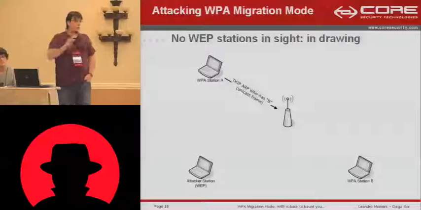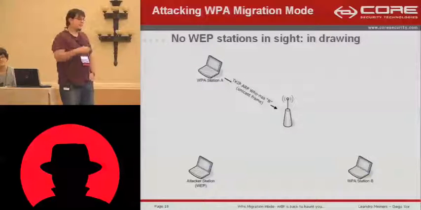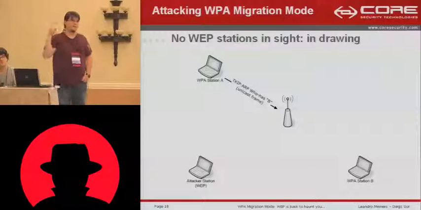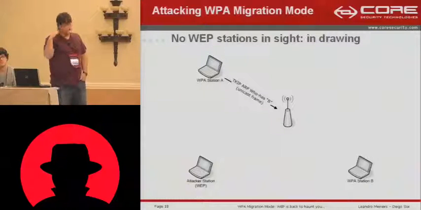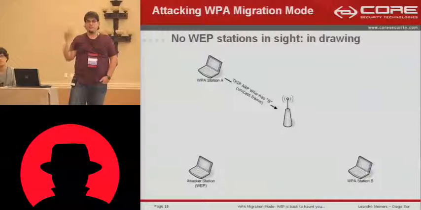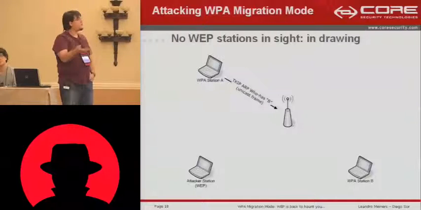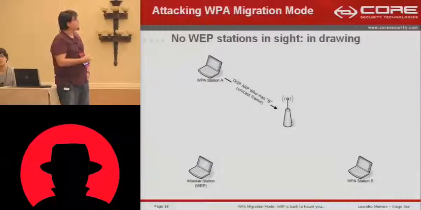So basically, I'm going to go over this with a diagram because I'm pretty sure nobody understood before. So I'm trying to, this is the main focus of the talk, so I'm going to go over it again so that when we see the demo, everybody can follow it. Basically, the scenario is this one. We have 2 WPA stations, and we are the attacker.